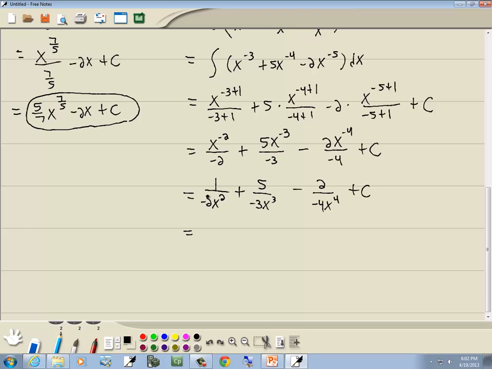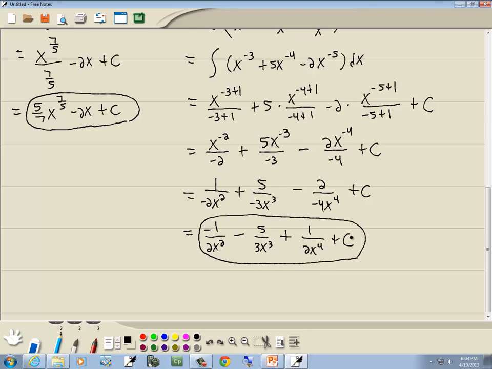Now if I want to, I can put this negative up on top. So this would be negative 1 over 2x squared. This negative I can put out in front, so minus 5 over 3x to the 3rd. Now here we got a negative negative, so that becomes a positive. And 2/4 reduces to 1/2. So this would be 1 over 2x to the 4th plus c. And that's our answer. And let me save this page.